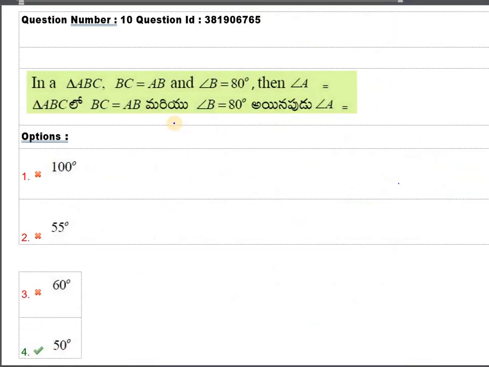Now question number 10. In a triangle ABC, BC is equal to AB. That means two sides are equal in a triangle. What is the triangle known as? Isosceles triangle. So BC is equal to AB. If this is B, if this is C, this will be A. This is given to us. Now what is given? Angle B is equal to 80. This is a very easy question. Find the angle A.